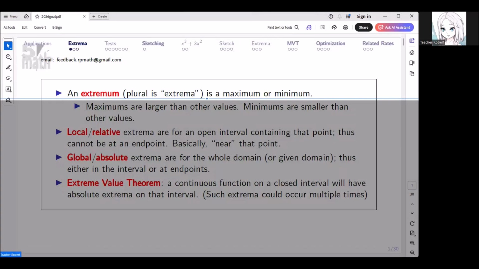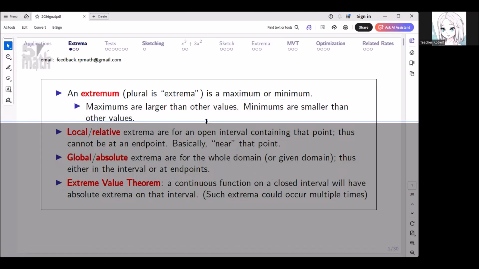An extremum, plural extrema, is a maximum or minimum. Maximums are larger than other values. Minimums are smaller than other values.